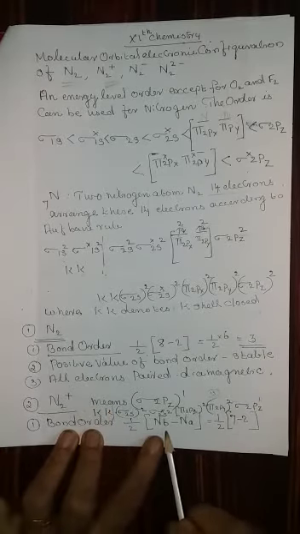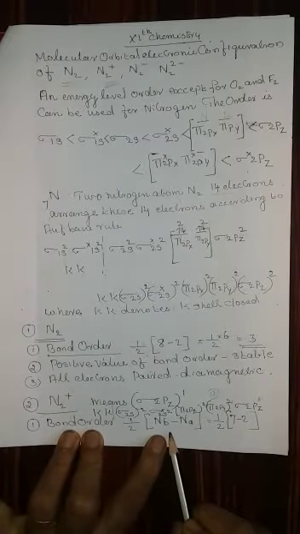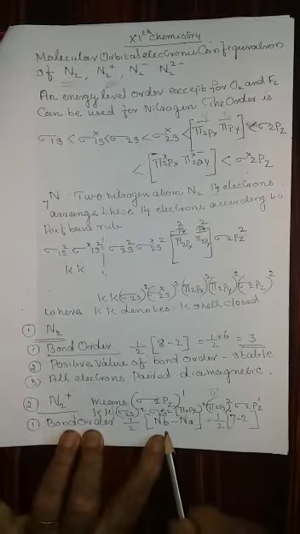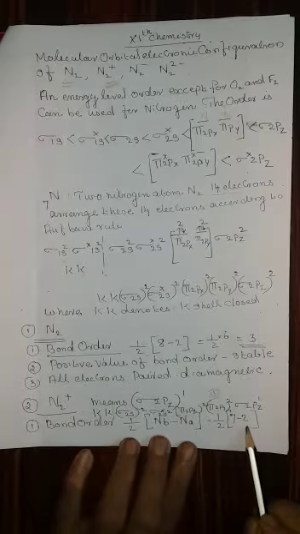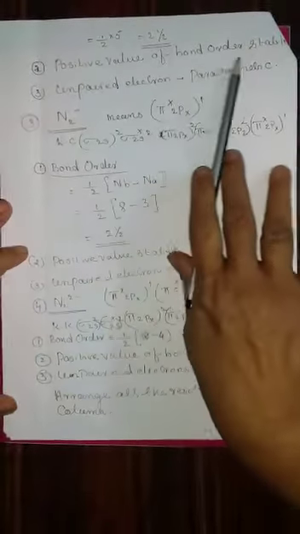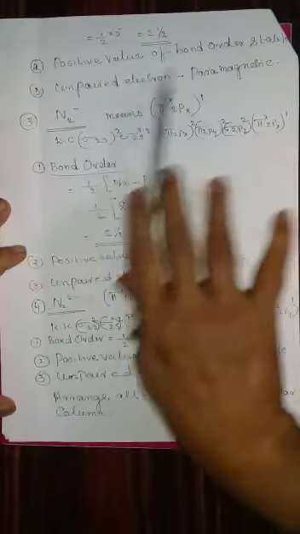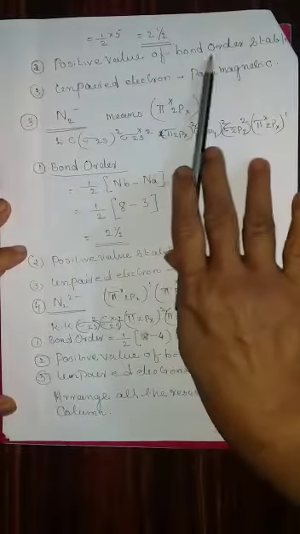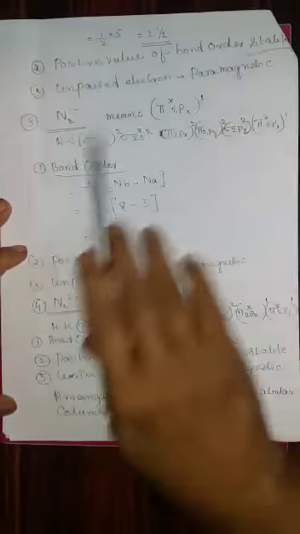Substituting the values, the number of bonding electrons is only 7. The number of antibonding electrons remains the same, that is 2. Then the bond order is equal to 2.5. Since it is a positive value, the bond order shows the molecule is stable. The positive value of bond order shows that the molecule is stable.